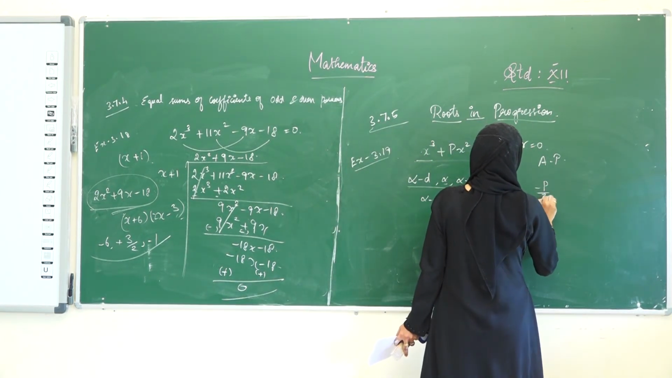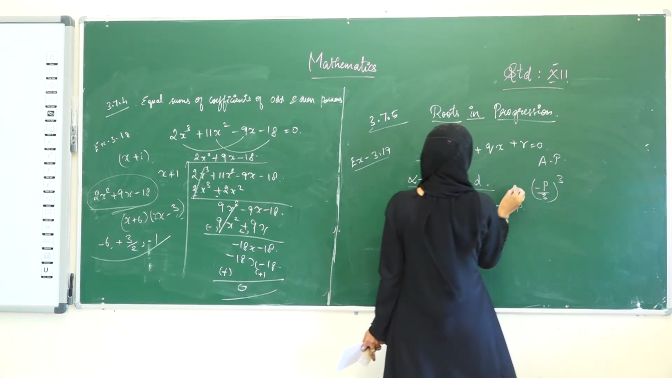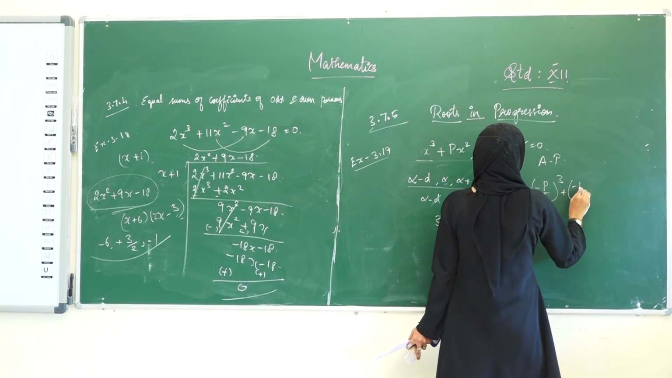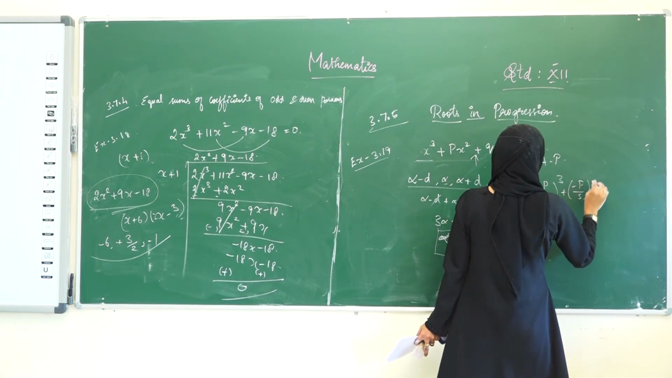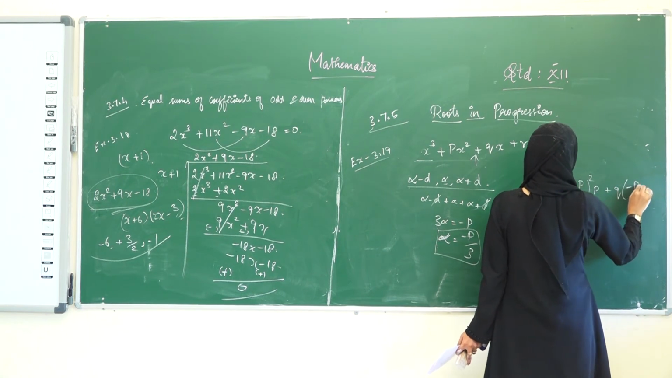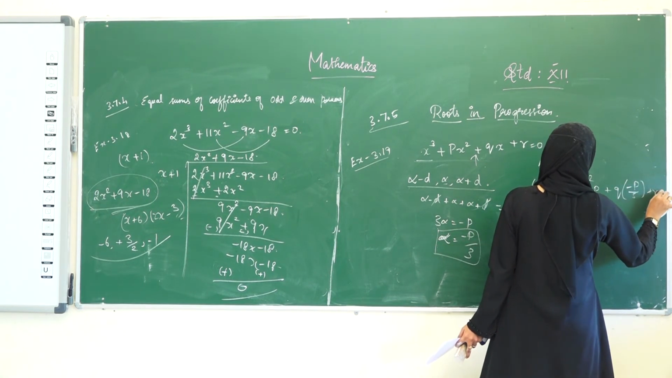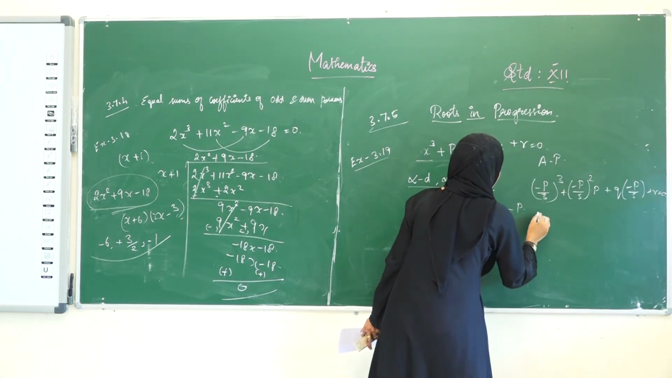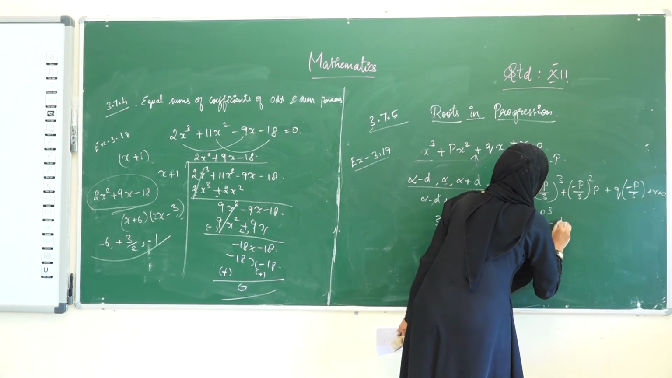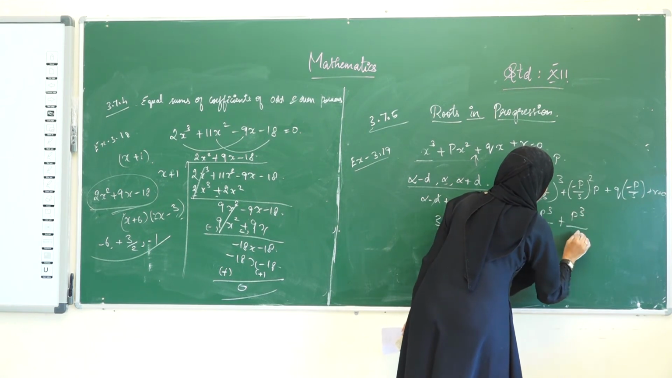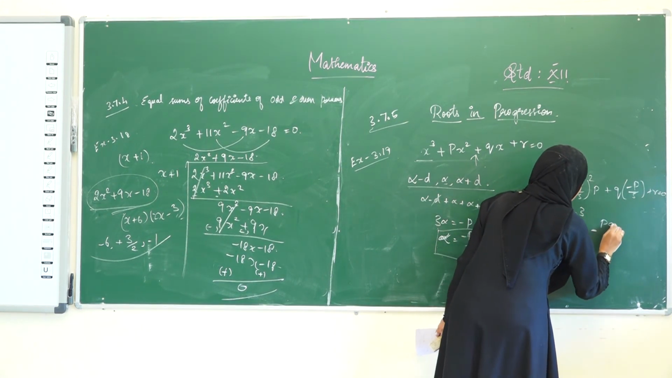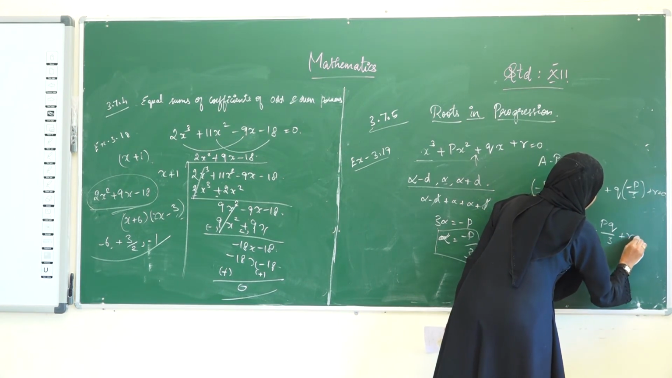Minus p divided by 3 the whole cube, we are going to substitute in this equation, plus minus p divided by 3 whole square into p, plus q into minus p divided by 3, plus r equal to 0. So it becomes minus p cube divided by 27, plus p cube divided by 9, minus p cube divided by 3 plus r equal to 0.